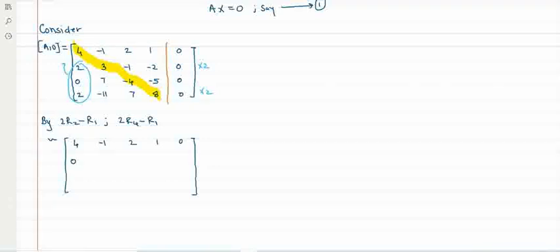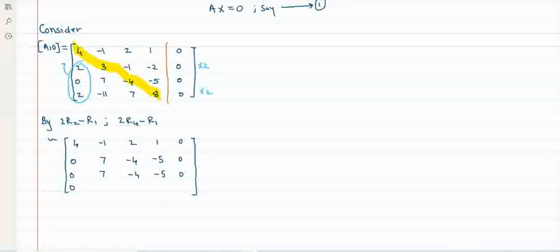4 minus 4, 0. 6 minus minus 2, minus 2 minus 2. Verify the calculation. Something I wrote wrong. Okay. Minus 4 minus 1. Verify. The third remains the same: 0, 7, minus 4, minus 5 and 0. Now once again multiply R4 by 2 and then subtract R1.